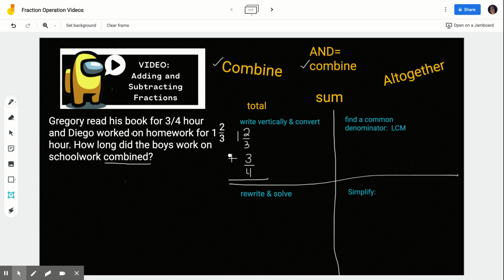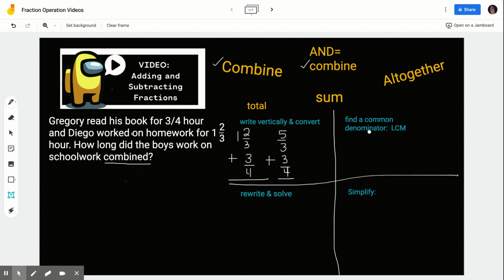To do that, we're going to use the MAD strategy. We're going to multiply the denominator by the whole number, so 3 times 1, and then add the numerator. So 3 times 1 plus 2 is 5, and the denominator stays the same, so we have 5/3. Now we're going to bring over our 3/4 because we haven't found our common denominator yet. So now the problem says 5/3 plus 3/4.